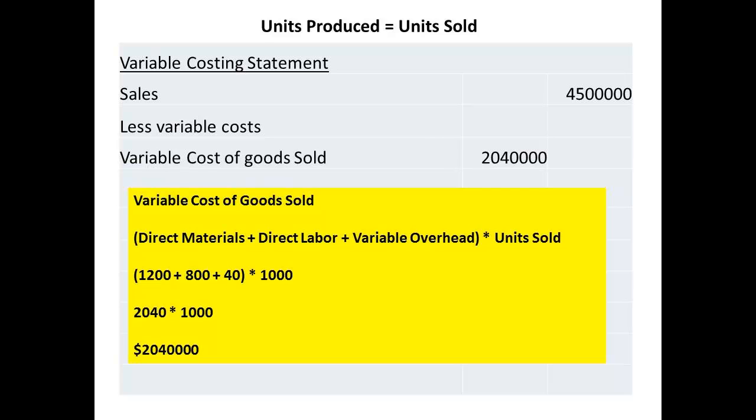To determine the income statement for variable costing, we put in the sales figure, then we determine the variable cost of the goods sold. The variable cost is the sum of direct material, direct labour and variable overhead multiplied by the number of units sold. This gives us a total of $2,040,000.